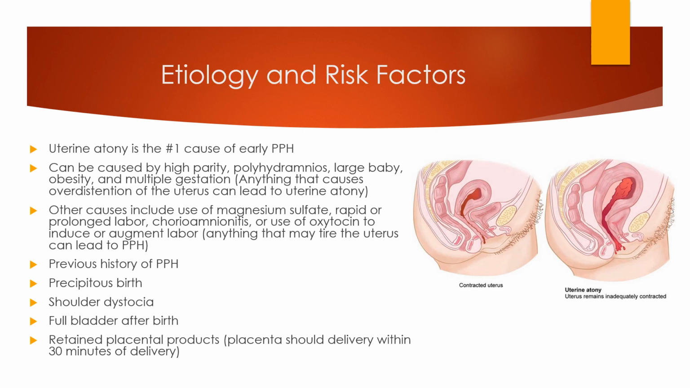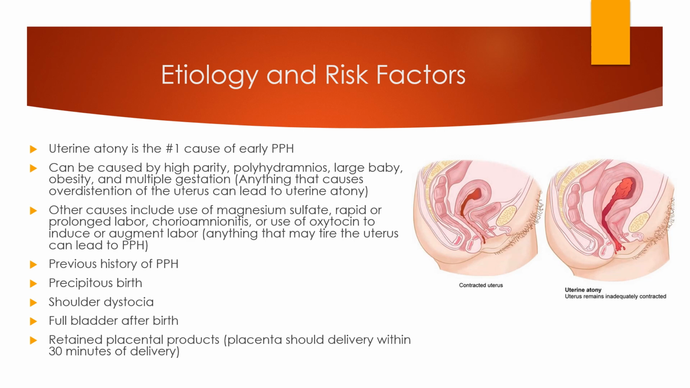So it can be caused by a multitude of things, and most of these are going to include things like anything that might make the uterus larger than expected, or anything that may tire the uterus. So these are things like high parity, having 5 or 6 more babies, polyhydramnios or excessive amniotic fluid, a large baby, obesity, multiple gestation like twins and triplets. All these things cause overdistension of the uterus.